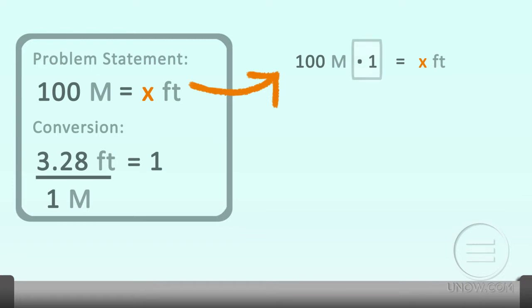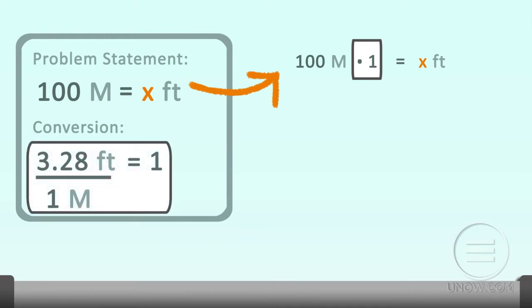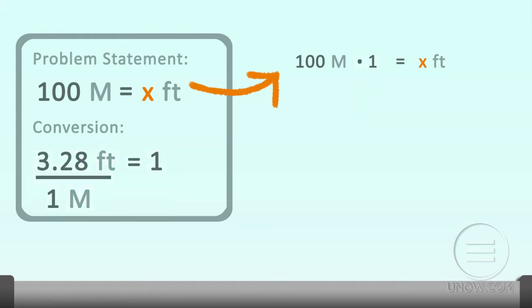So now what I'm going to do is take this 1, and I know something else that also equals 1. 3.28 feet per meter also equals 1. So I'm going to cross this out and rewrite it such that I have times 3.28 feet per meter. Aha. So now I have 100 meters times 3.28 feet per meter equals x feet.